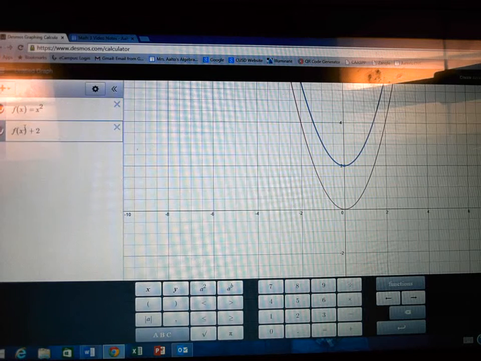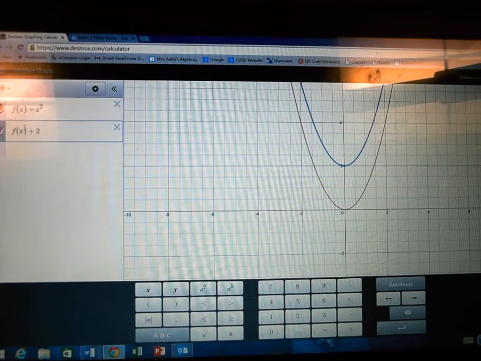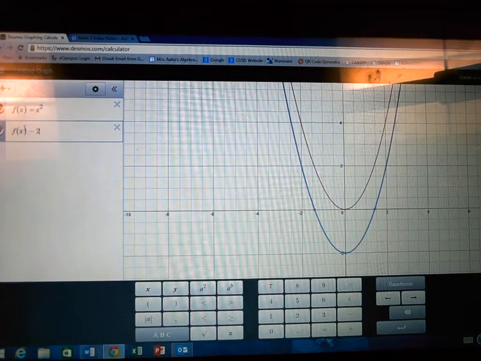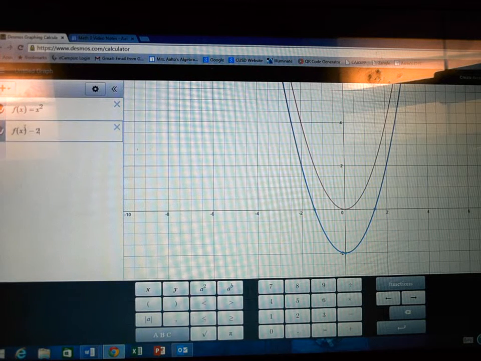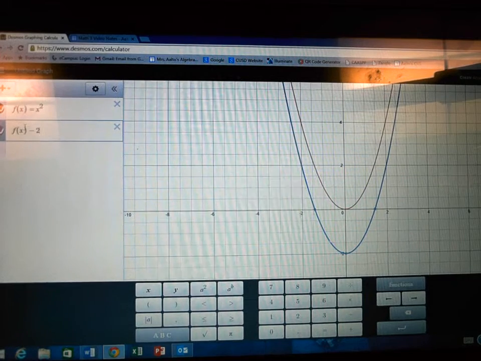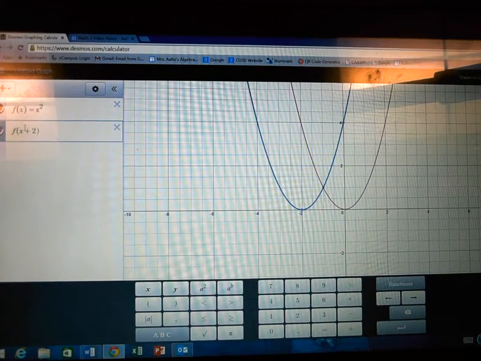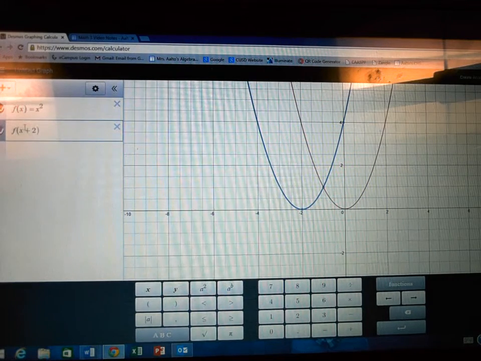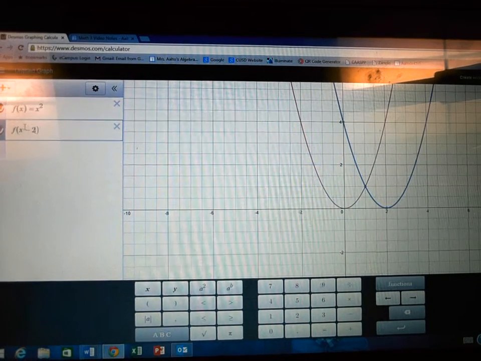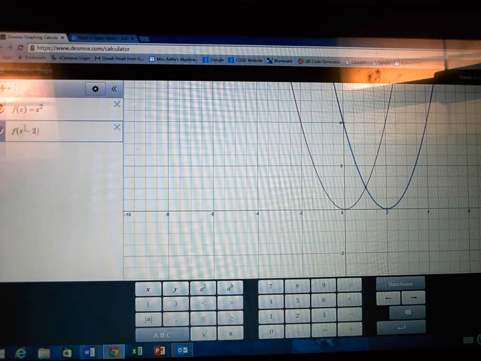Okay, it will do the same thing if I subtract 2. So you can see how the blue one now went below the line. Yes? Okay, so then I'll show you too, if we do plus 2 inside, see how it shifted to the left? And then inside subtract 2, you can see how it shifts to the right.